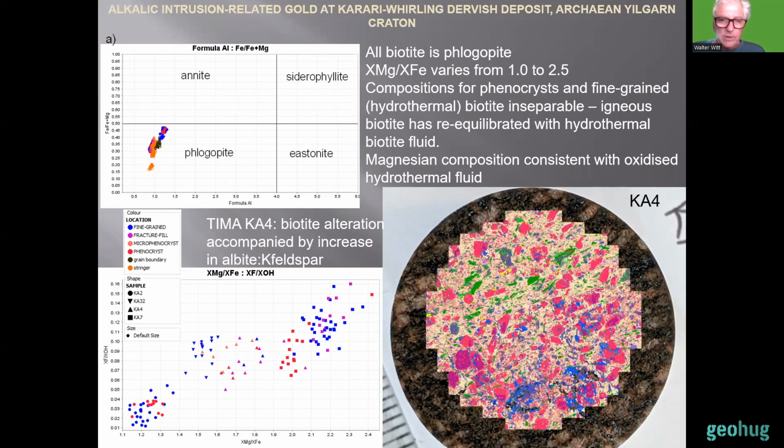In the graph on the lower left, we can see that there is much overlap between the biotite phenocrysts in red and the fine-grained hydrothermal biotite in blue, suggesting that these magmatic phenocrysts of biotite have re-equilibrated with the hydrothermal fluid. Notice also that for each intrusion sample, the data cluster in a certain part of the diagram. And this provinciality suggests that the potassic alteration took place at low fluid-rock ratios.